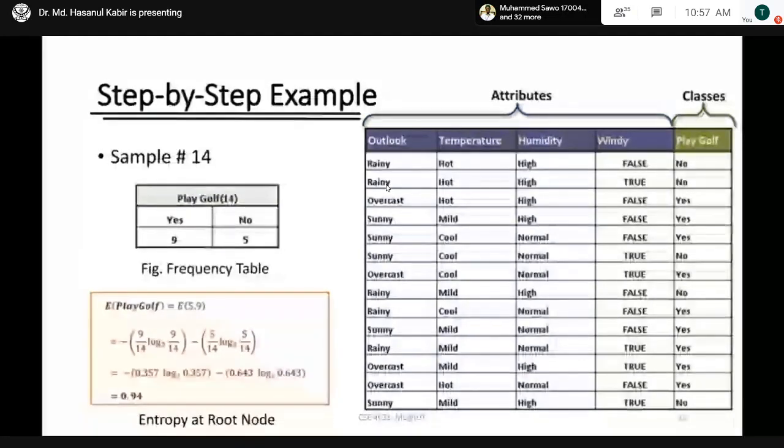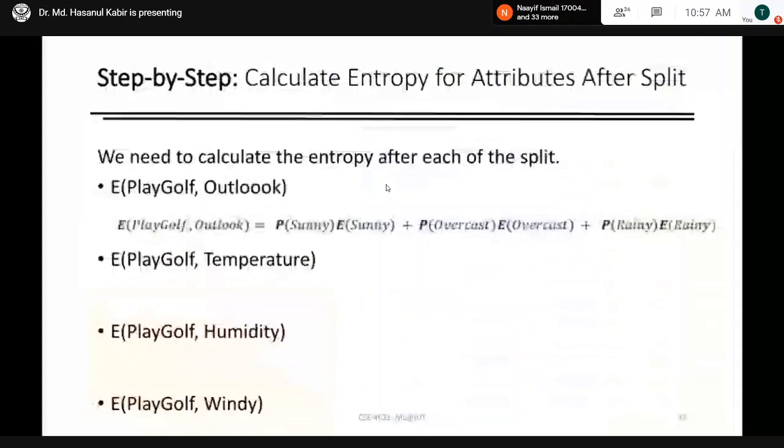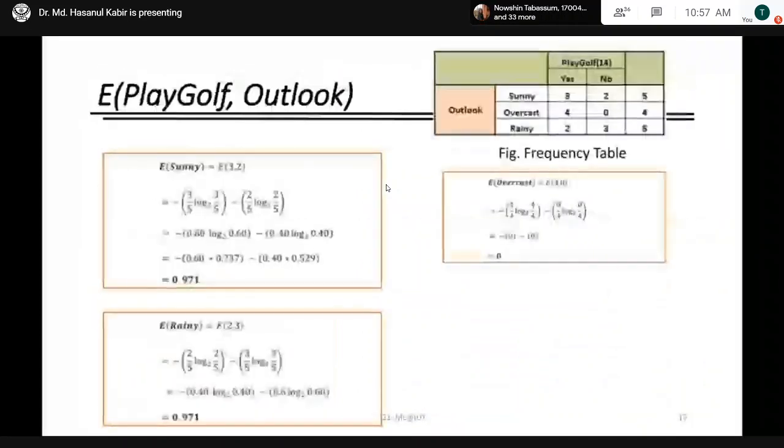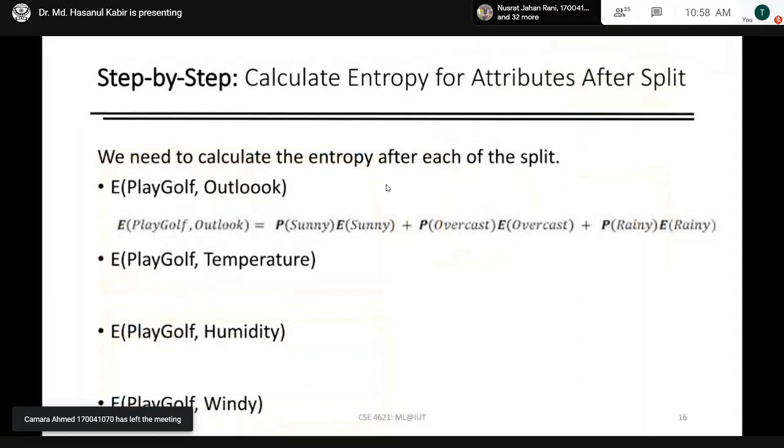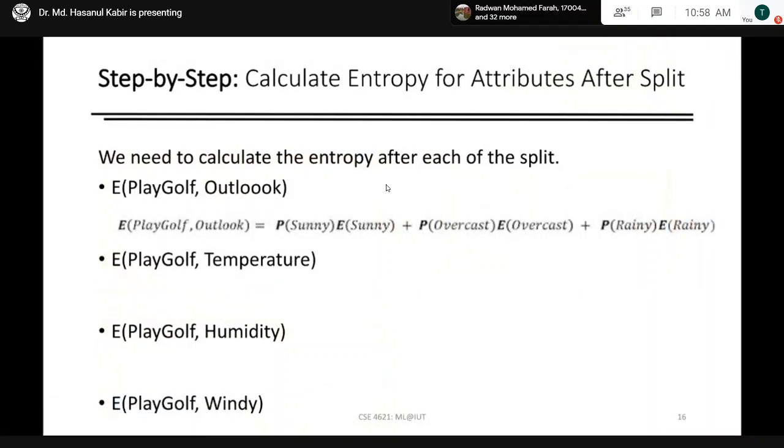If you focus on the outlook, how many states do you have in outlook, since it's a nominal attribute? 3. I will talk about this soon. If I want to compute the entropy for the attribute outlook, you can see that it has 3 states: sunny, overcast, and rainy.